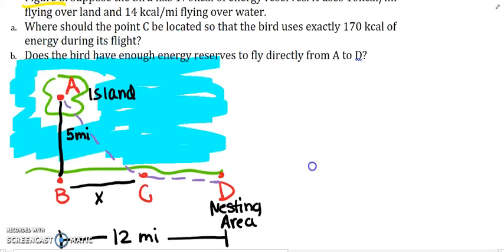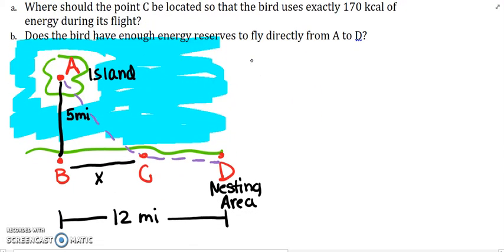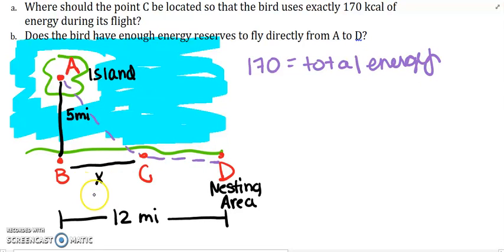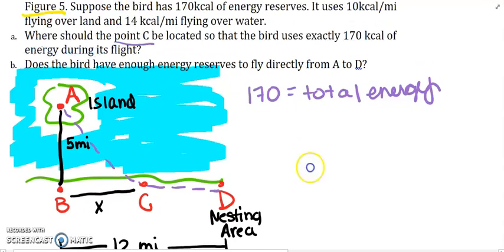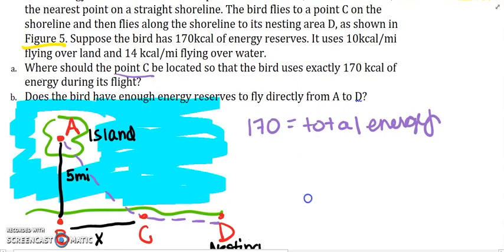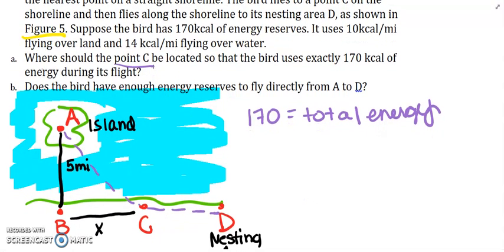It tells us total energy is 170, and this already determined your x for you. It's the distance from B to C. The point was to find where point B should be. We use that 170 kilocalories of energy. And we know it uses 10 over the water, which is going to be this part here, and that it uses 14 when it's over land.